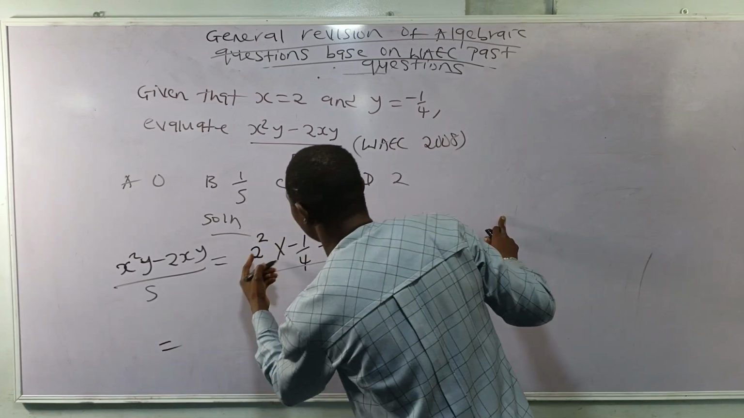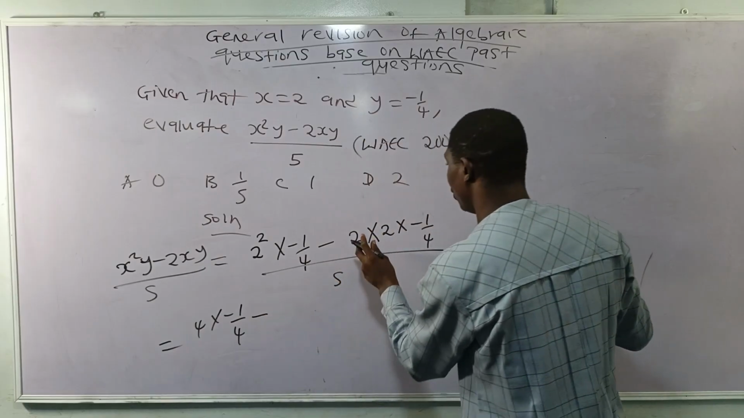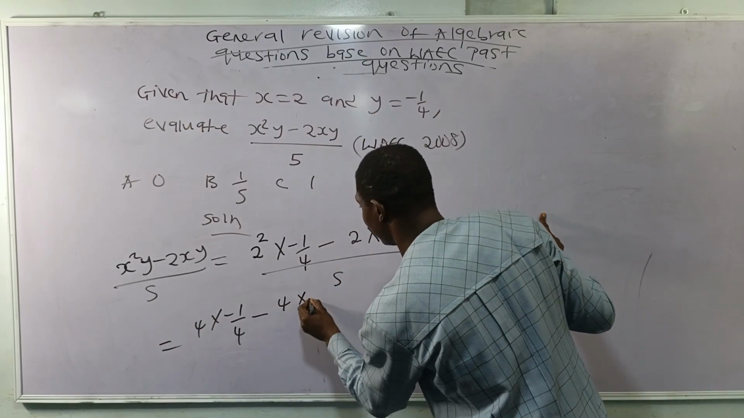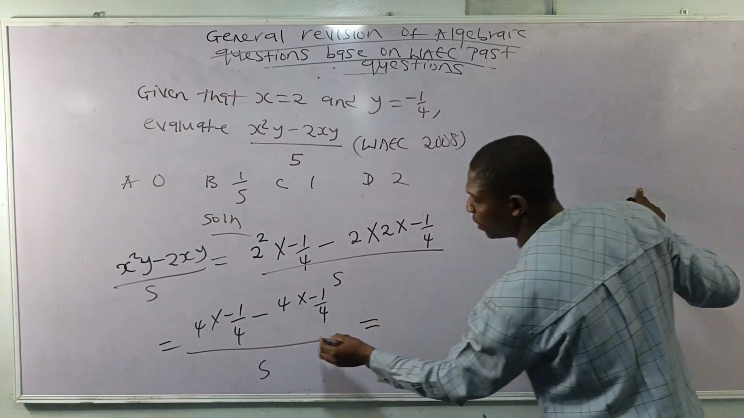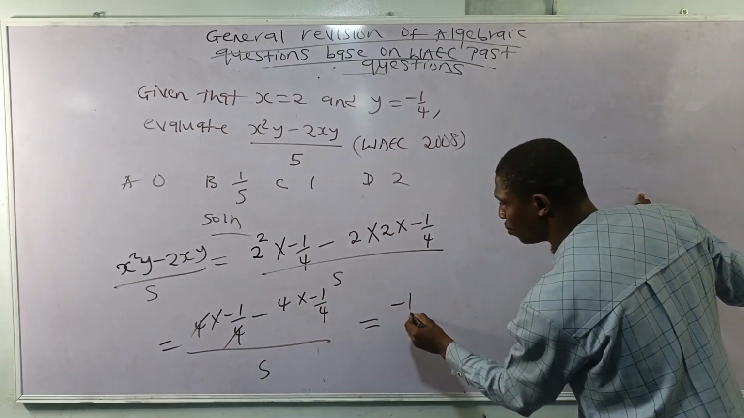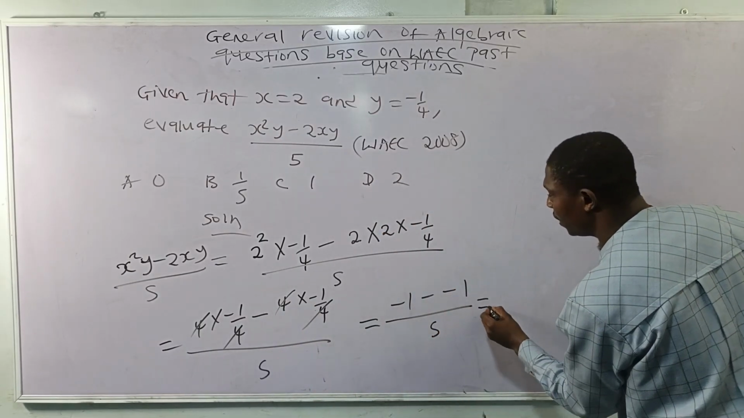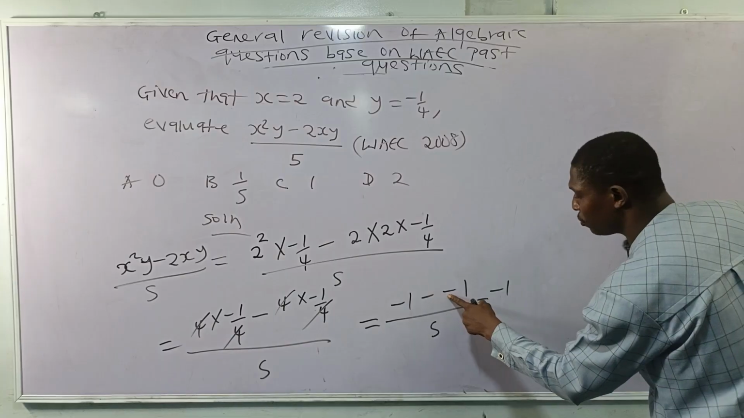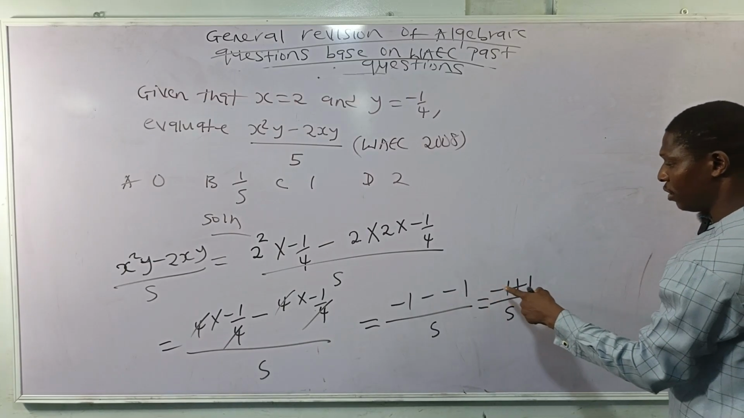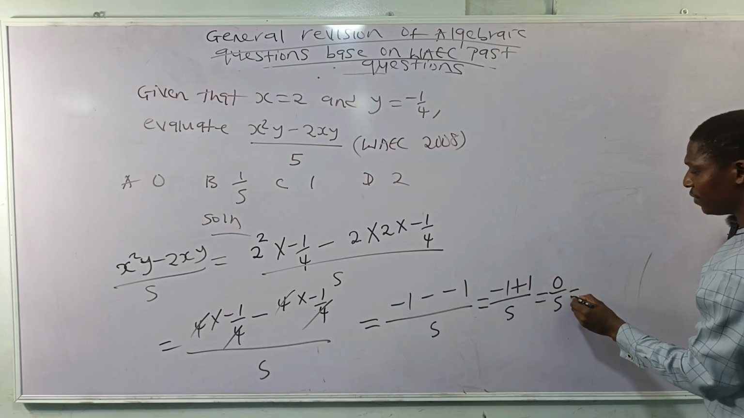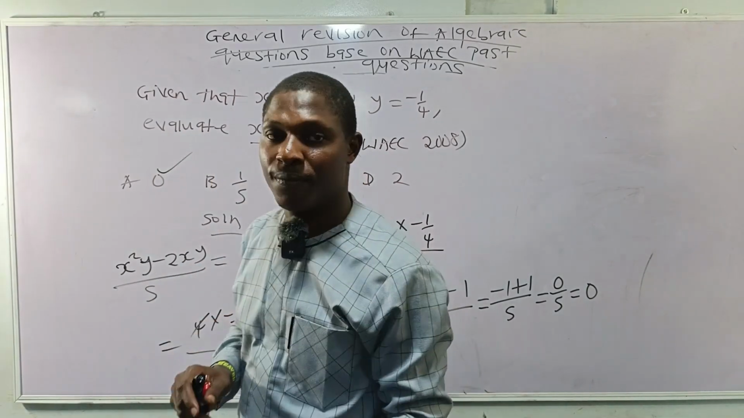This will give me what? 2 squared is 4 times minus 1 over 4, minus 2 times 2. Let me just put the 4 times minus 1 over 4, all over 5. This will cancel, I'll have minus 1. And this will cancel, I'll have minus 1 all over 5. And this will give me minus 1, minus minus is plus 1, all over 5. Minus 1 plus 1 will give me 0 over 5. And 0 divided by 5 will give me 0. So my answer is A.